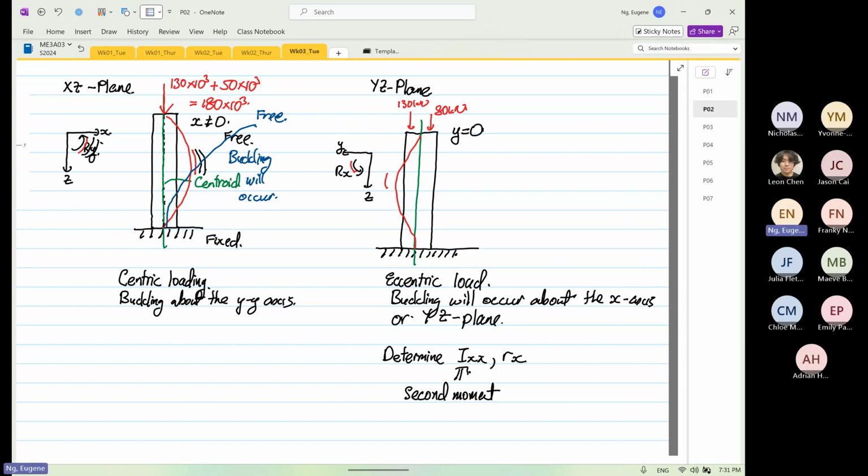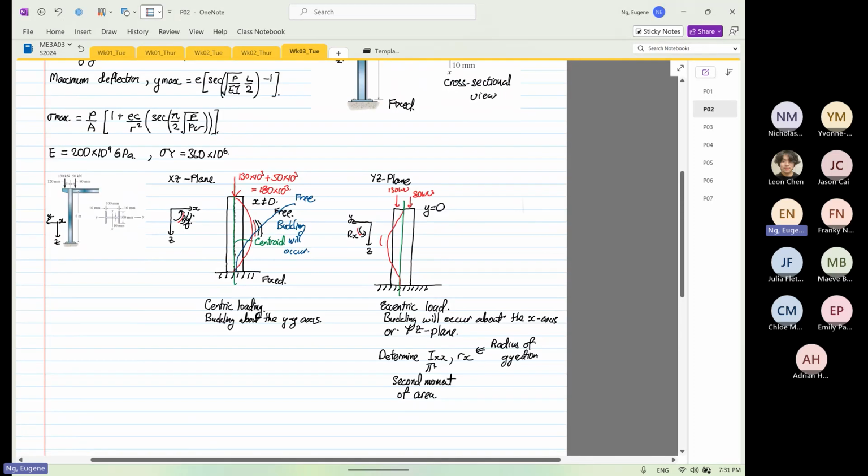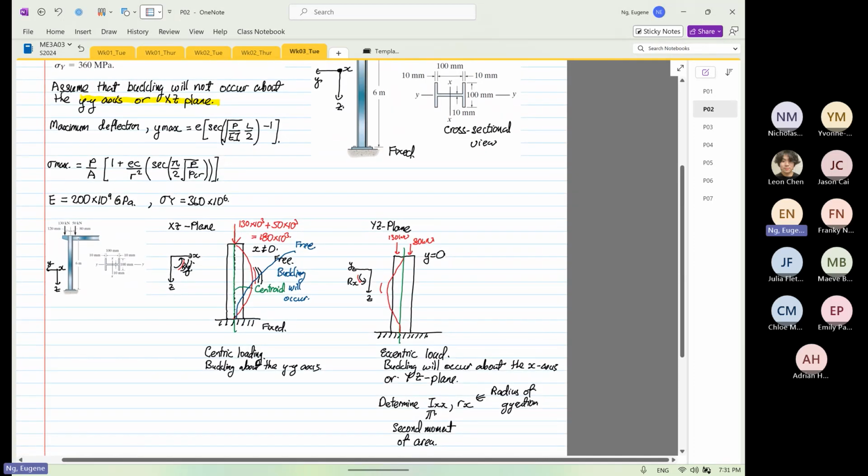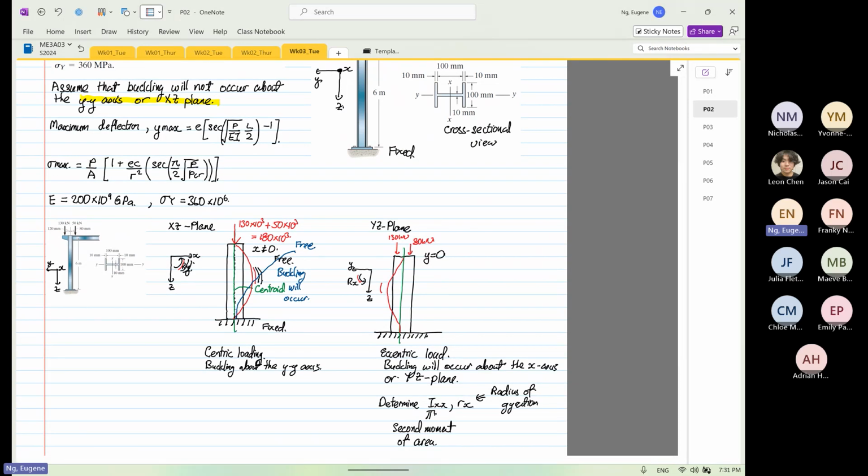of area. Okay, and this is our radius of gyration. Okay, so that is what we have. So then the next thing we are going to do is determine our I-axis. Okay, we have to determine our I-axis.